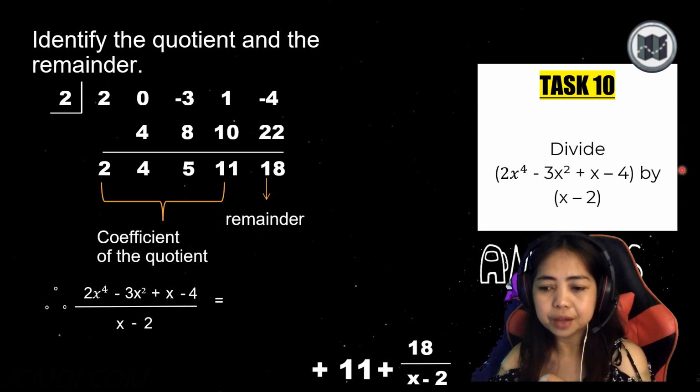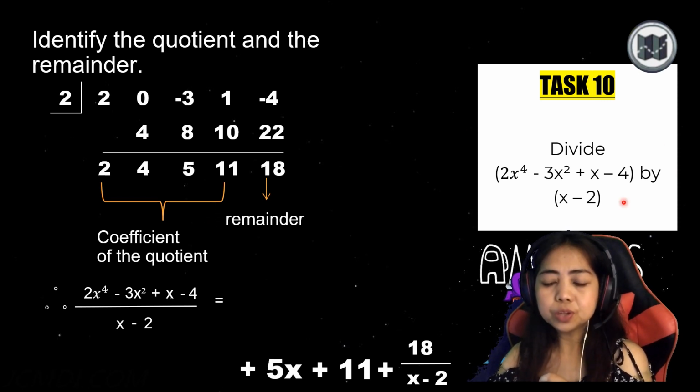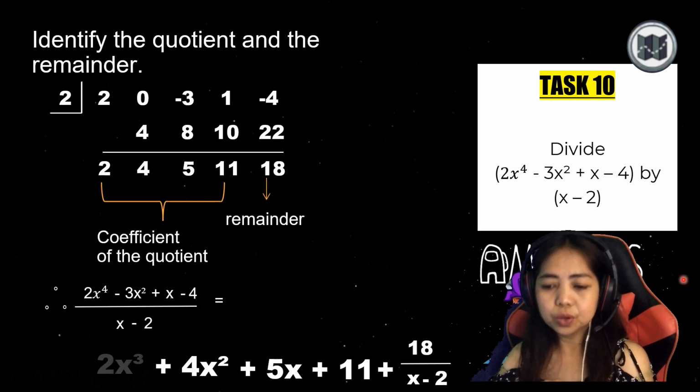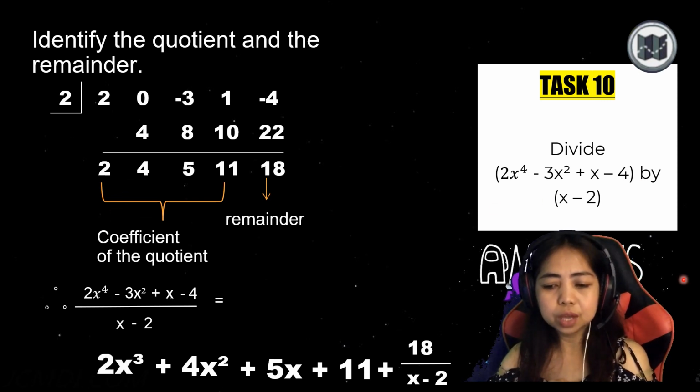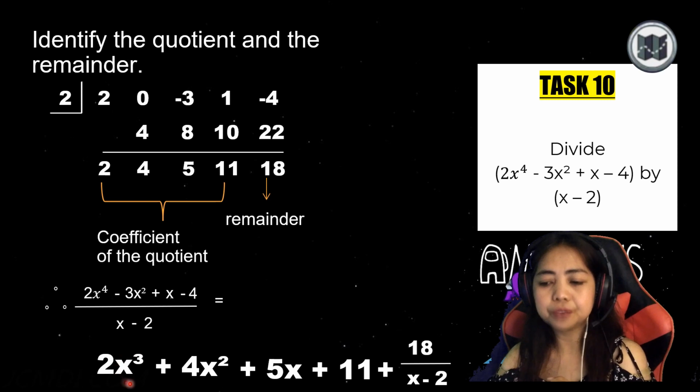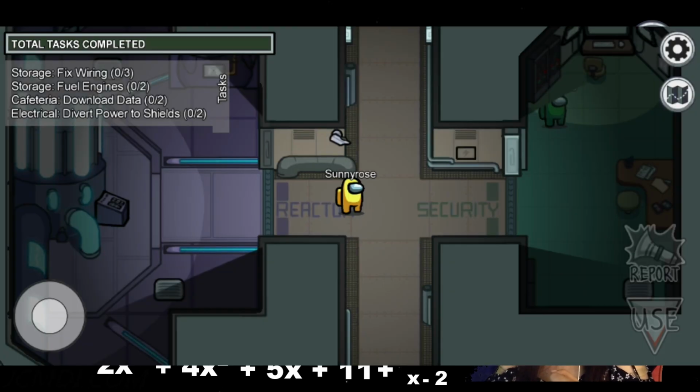So, we have 5x. Tapos yung kasunod niya, yun naman yung may x squared. Okay, so we have positive 4x squared. And then yung sumunod naman niya, yun naman yung x cubed. Okay, so positive 2x cubed. So our quotient is 2x cubed plus 4x squared plus 5x plus 11 plus the remainder 18 over x minus 2. Ayun, okay, gets yun na? For task 11.